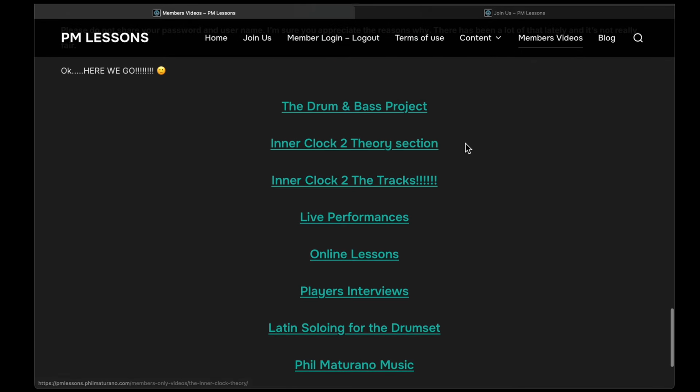Inner Clock 2. This is one of the highlights of the site, a project I'm very proud of. Here you have the theory section of Inner Clock, and here you have the tracks. So the Inner Clock project is a play-along system that I came up with that is used in many universities around the world and in some of the top drumming institutions around the world.